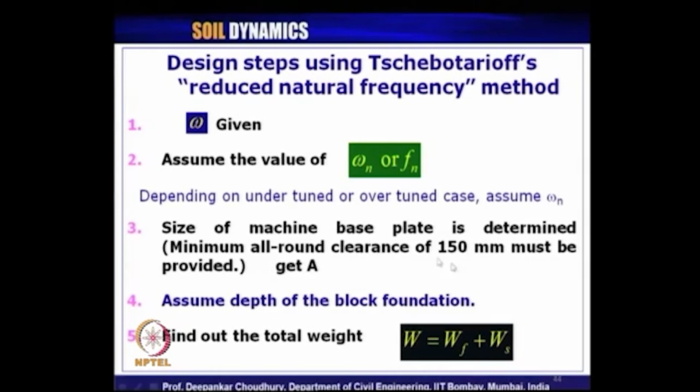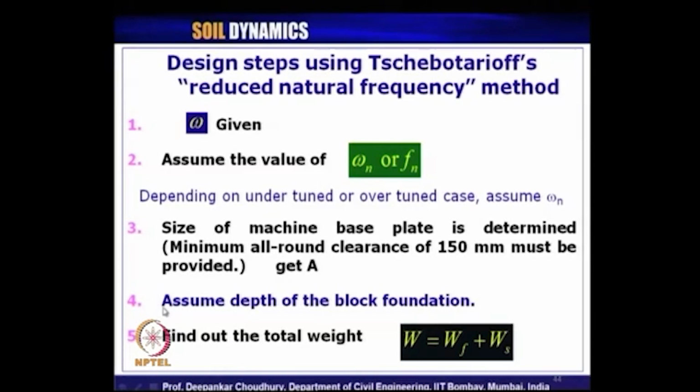So, finally, we will get area A, because base plate size will be given to us by the machine provider. So, base plate size you know, you add all around clearance of 150 millimeter. So, you will get the minimum area required to be provided for your foundation block.